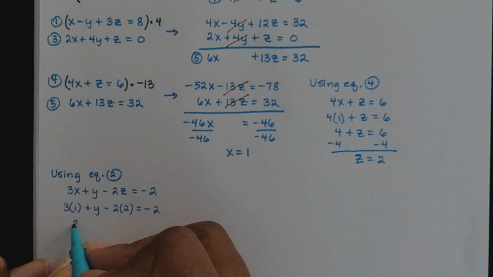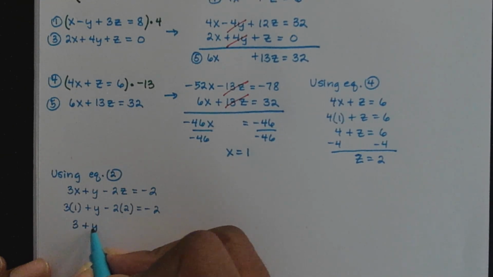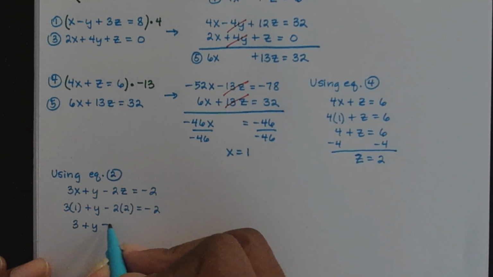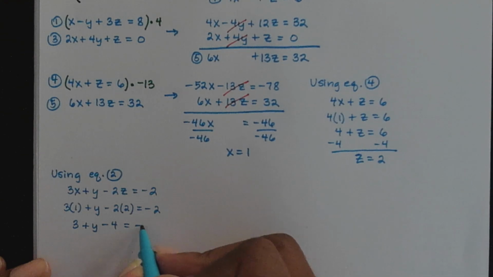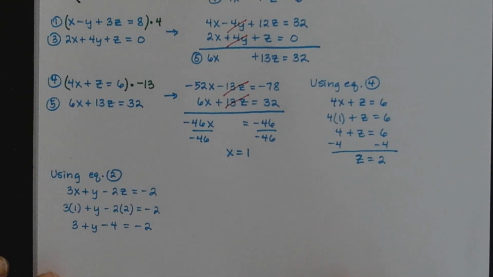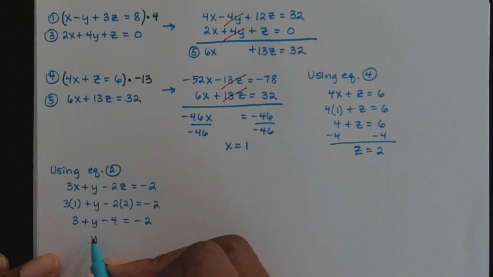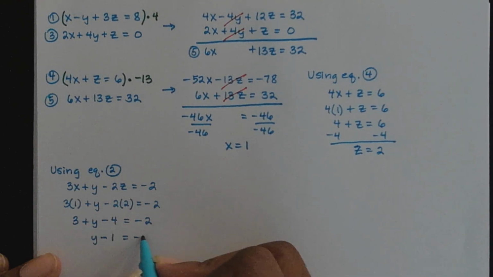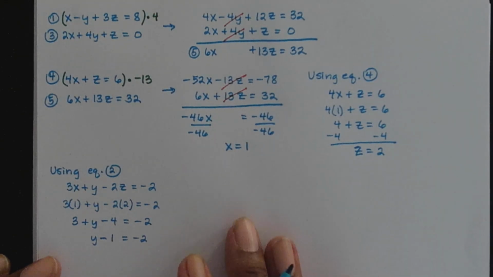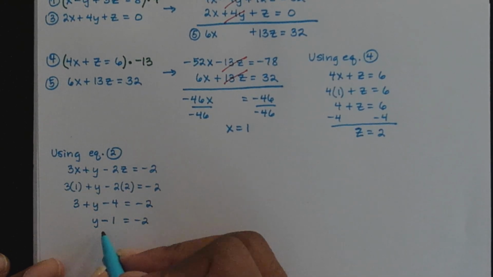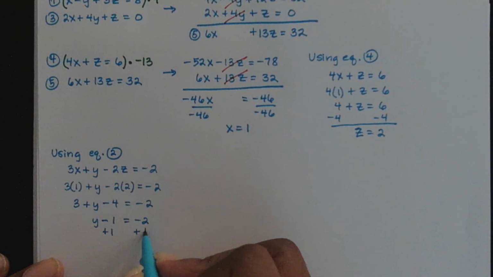Here, 3 times 1 would be 3, plus y, and then minus 2 times 2 would be minus 4, equals negative 2. And then, let's do this. What's 3 minus 4? Negative 1, so it'll be y minus 1 equal negative 2. Then to get the y by itself, we'll just add 1 to both sides. Y has to be equal to what?